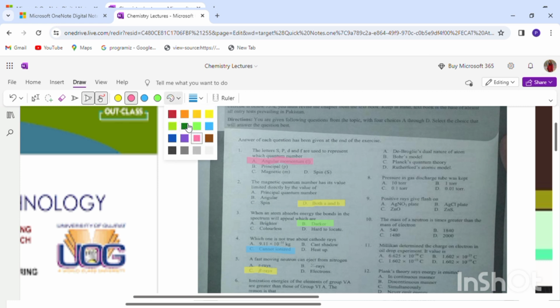So here our correct option is Planck's quantum theory. All right.